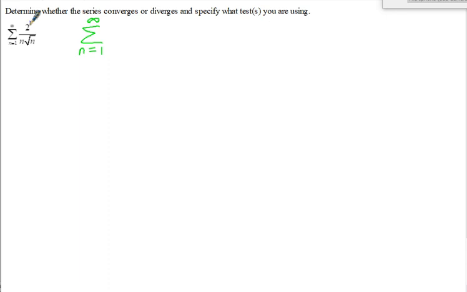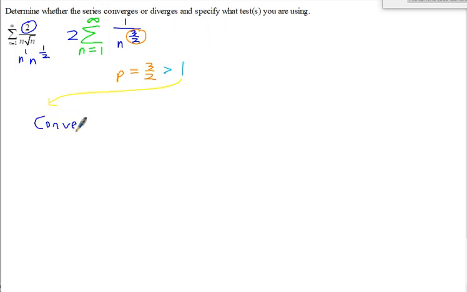Notice again, you can pull the 2 out in front. And then in order to make this fit a p-series, we've got to combine these. So this is n to the first, and this is n to the 1/2. And when you multiply those, remember with the same base, you add the exponents. So that's 2/2 plus 1/2, that's n to the 3/2. Now it fits the p-series once we combine it. And this time we can see p is equal to 3/2, which is greater than 1. So this time, because the value of p is greater than 1, this guarantees it converges by the p-series test.